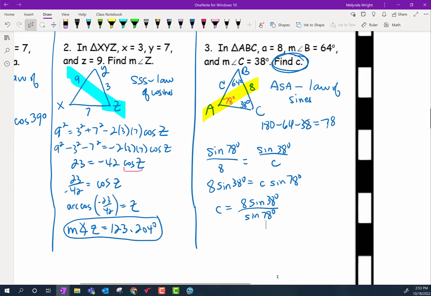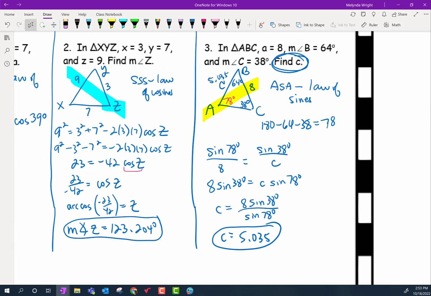So C is 5.035. Let's see if that makes sense. Let me put that over here. 5.035. Does it make sense that the side opposite angle A would be bigger than the side opposite angle C? Does that make sense? It does, doesn't it?